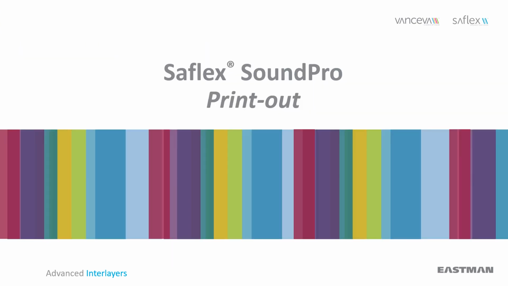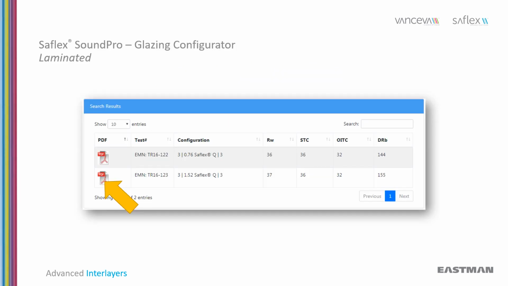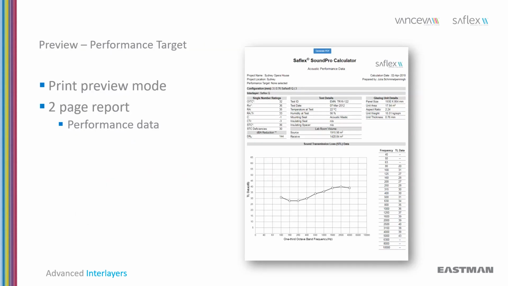So let's take a look at what the data looks like coming from Saflex SoundPro and how we get it. Throughout this webinar, we have seen the results popping up in a summary sheet at the bottom. Well, there's got to be more data than just those few columns that are shown. So what we do is you click on that PDF icon. What we have here is a 2-page report of performance data.